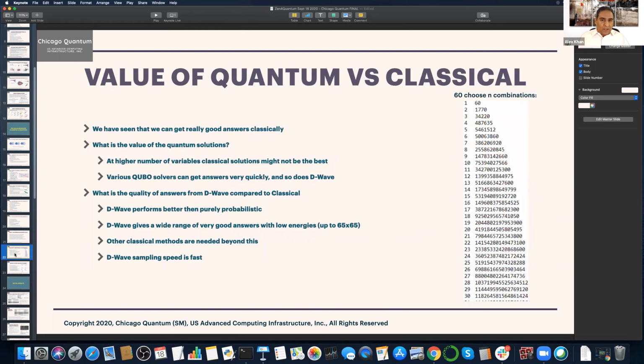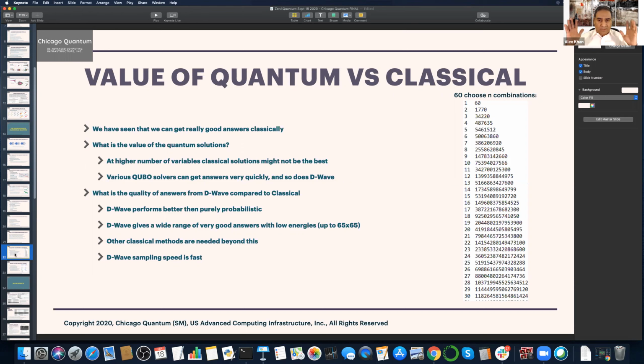So let's just think about when your problem is, let's say, 60 assets, which is a 60 by 60 matrix. On the right side, I'm showing the number of possible solutions for the number of asset portfolios that are in the answer.